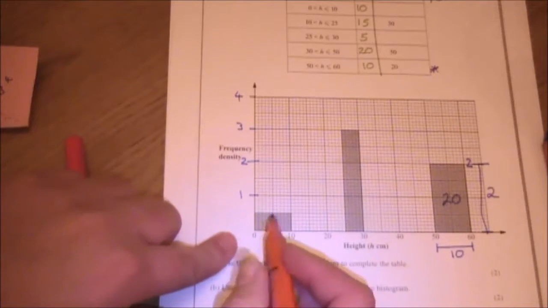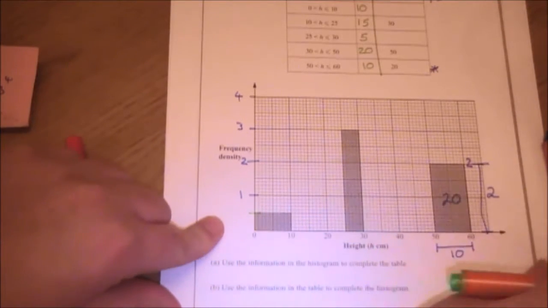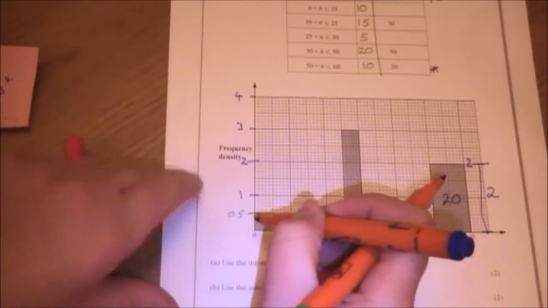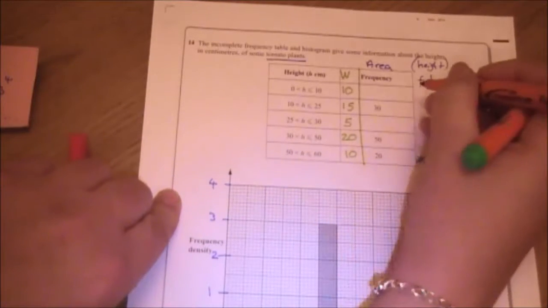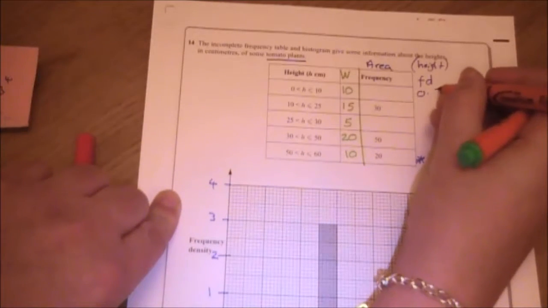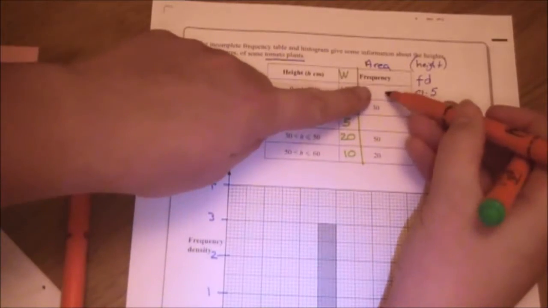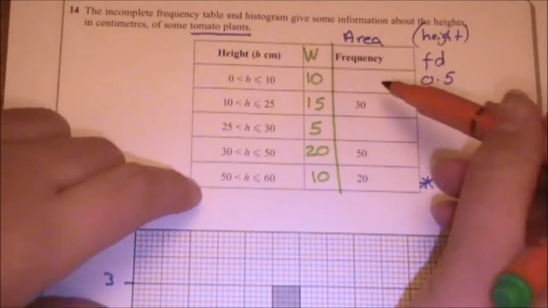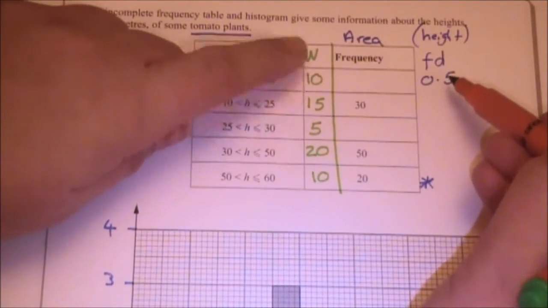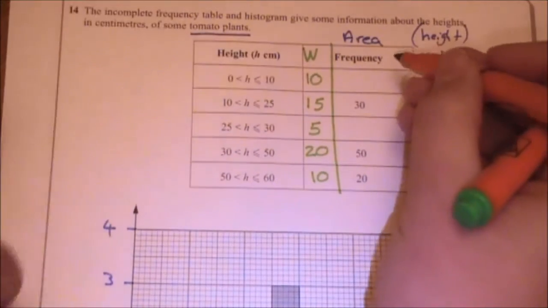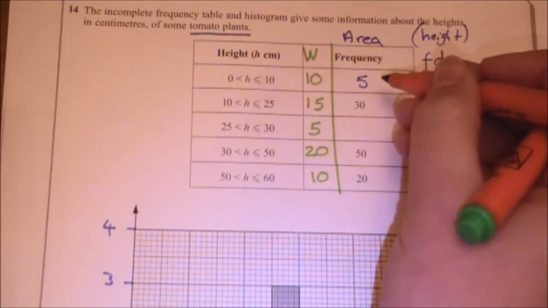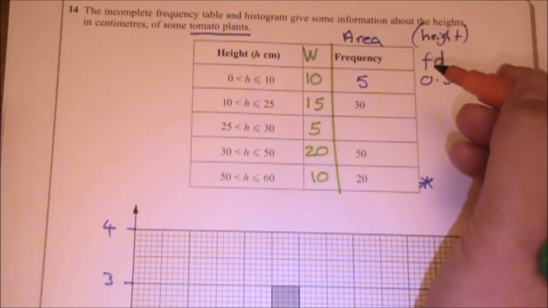So for the first one, I've actually got the bar there, and I can see that that's got a height. If this here is 1, then the height of this is 0.5. So I'm going to put that information in my table. It's got a height of 0.5. Now, area is equal to, let me zoom in a bit, area is equal to width times height. So 10 times 0.5 is 5. So that bar has got a frequency or area of 5.